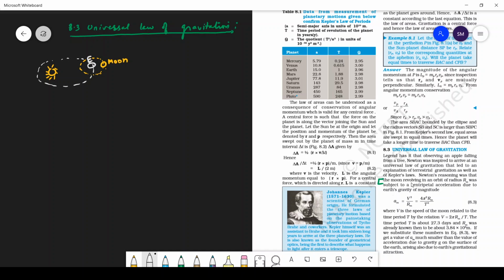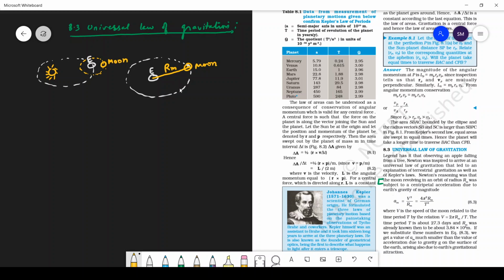So what we are studying here is the moon revolving in an orbit of radius Rm. So this is your earth, and this is, suppose, the orbit of the moon. So there you have the moon over here. Now orbital radius means the center of earth to the center of moon. Join the center of earth to the center of moon. This is the moon's orbital radius.